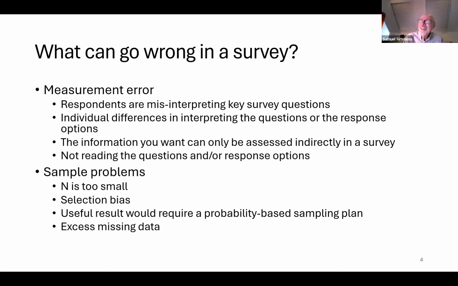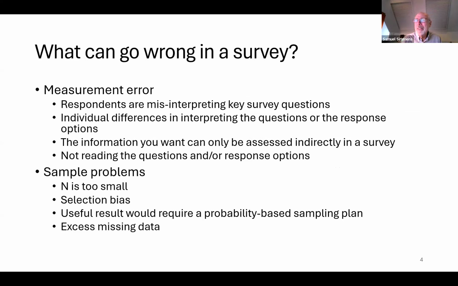So, let's see. In this slide, I'm just briefly listing some of the problems that can go wrong in a study, and then in the remaining slides, I'll review these in more detail. These are all pretty common problems. There are two different categories: one is measurement error, and the other is what I call sample problems.